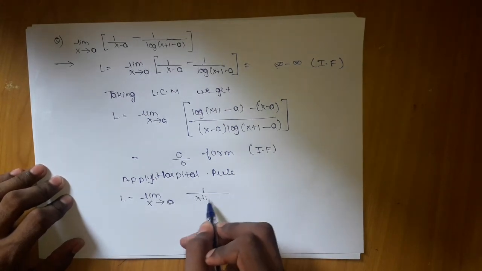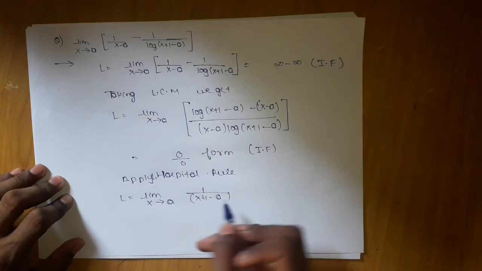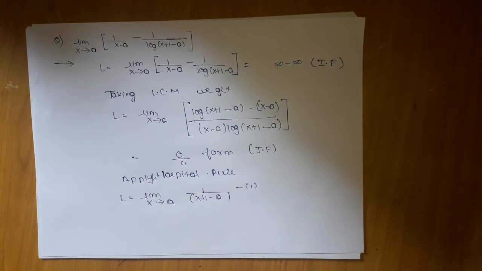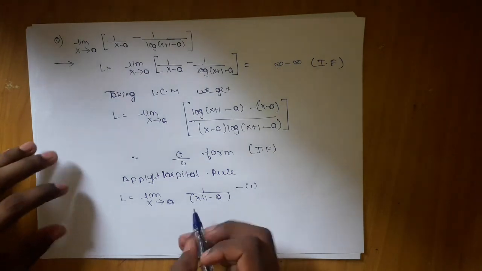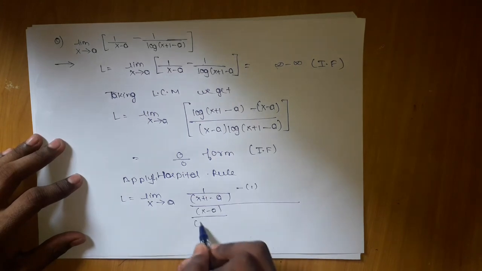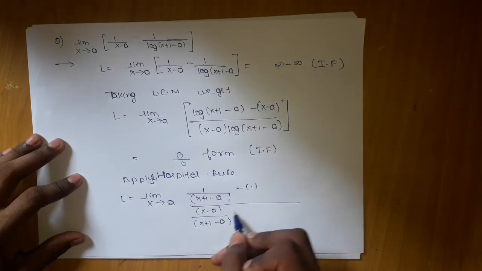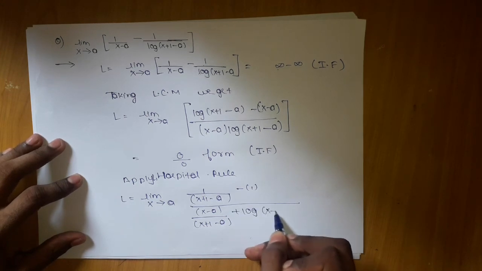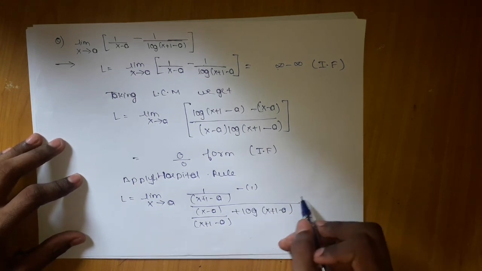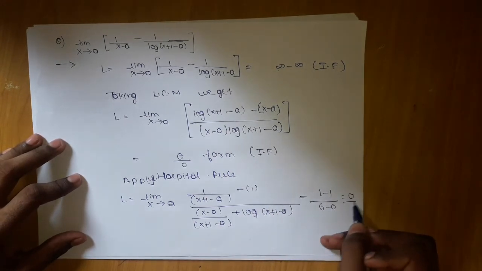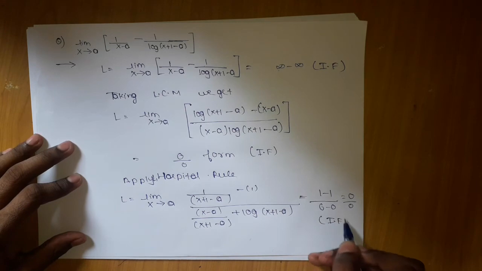What do we get? 1 by x plus 1 minus a, minus 1. This will be minus 1, right? And here it will be x minus a upon x plus 1 minus a, plus log x plus 1 minus a. If I substitute, what do I get? 1 minus 1 by 0 minus 0, which is 0 by 0. So it is an indeterminate form. What we have to do is again apply L'Hopital's rule.